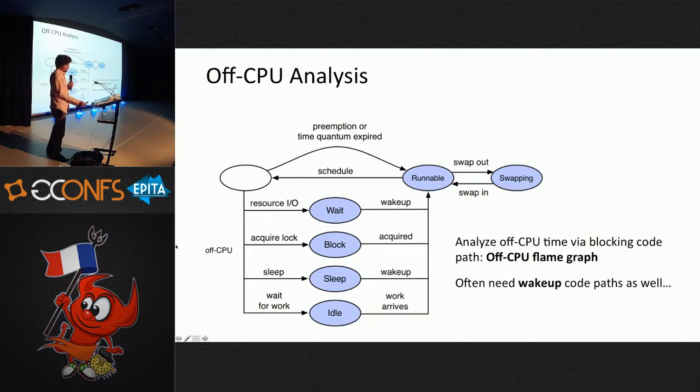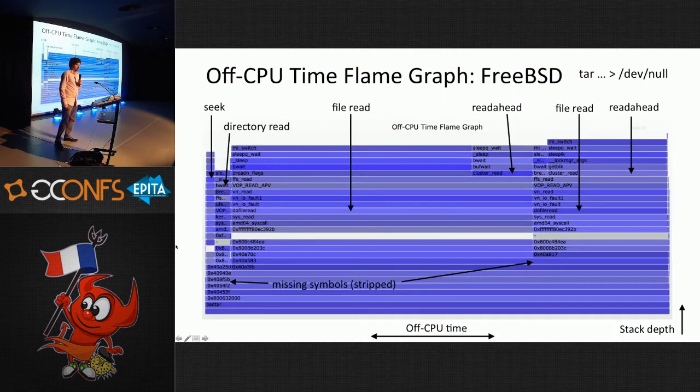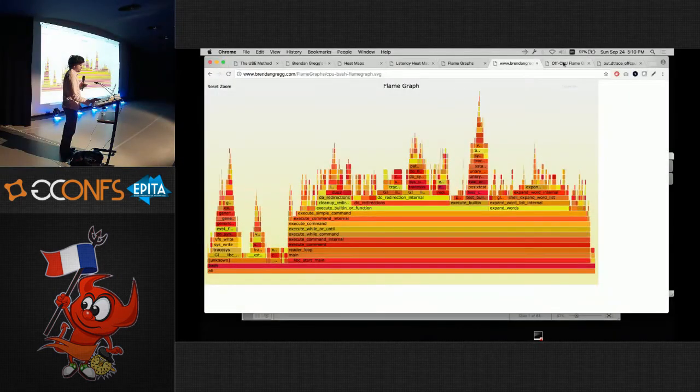Off-CPU analysis. On-CPU analysis is great, but what about off-CPU, when we block? We can do that using an off-CPU flame graph, and we can instrument when we block and what the state of the thread is. So I did one for FreeBSD. This is an off-CPU time flame graph. Let me just browse it. Have it open.